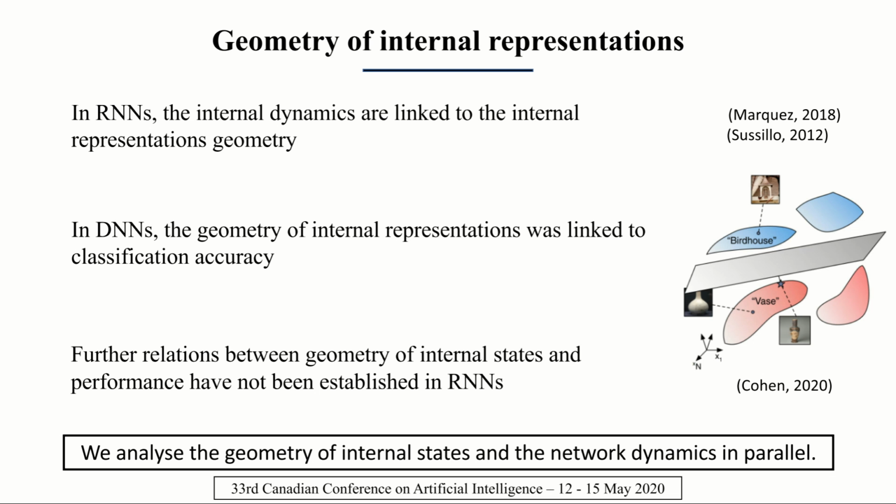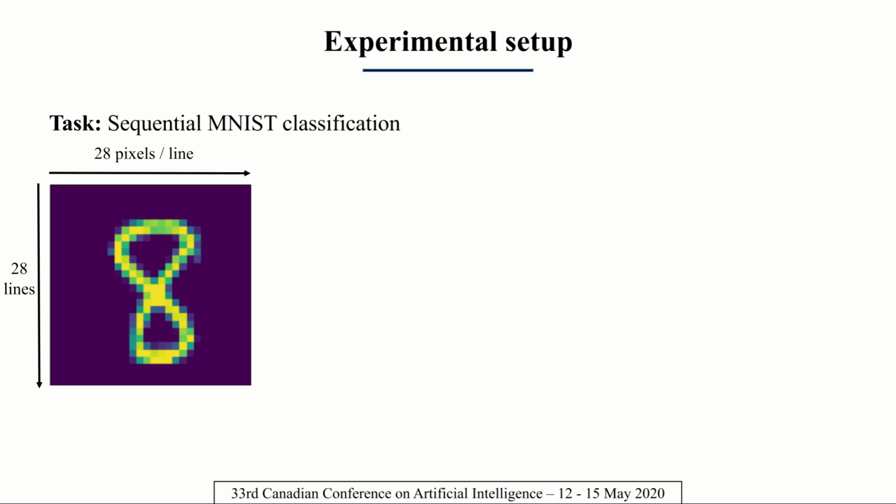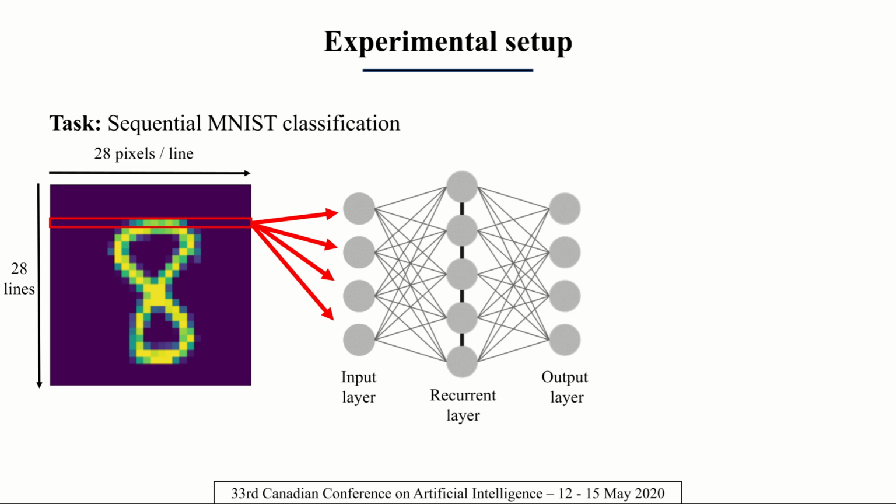We set out to analyze the geometry of internal states and the network dynamics in parallel and to try to quantify the effects of these two factors on the classification accuracy of the networks in the sequential MNIST classification task, where we showed the 28 by 28 pixels MNIST images to our networks, one line at a time. So as time progresses, we go further down the image.